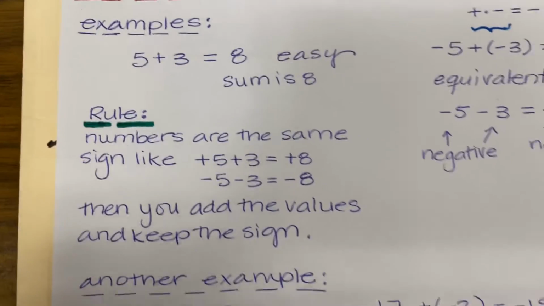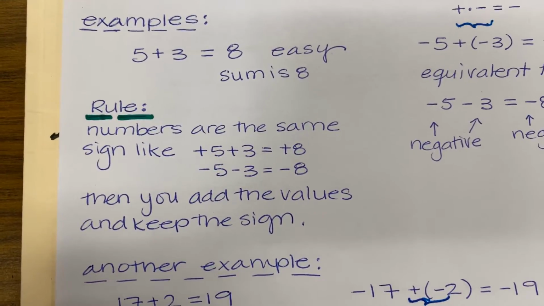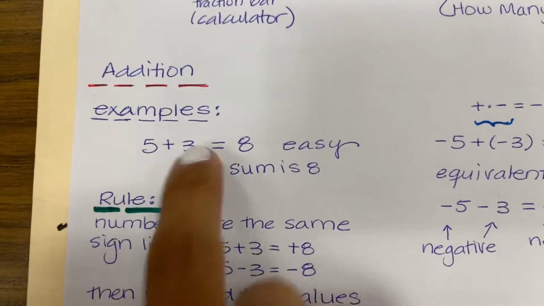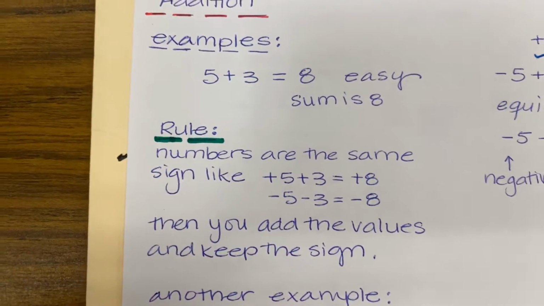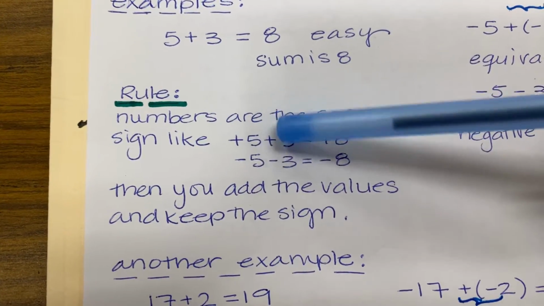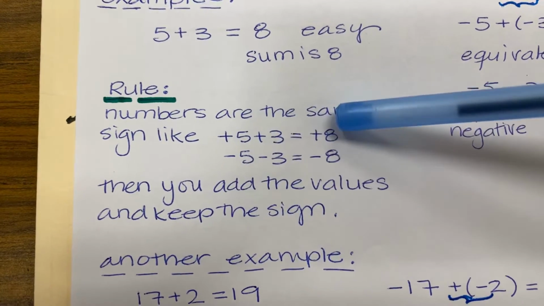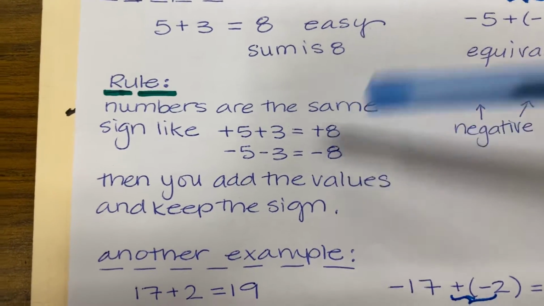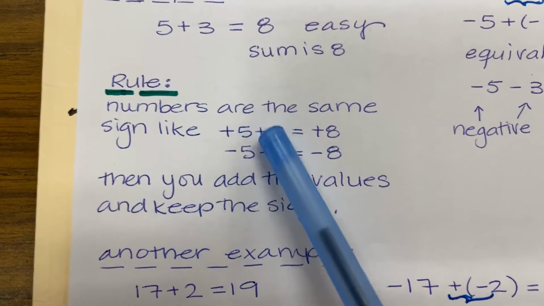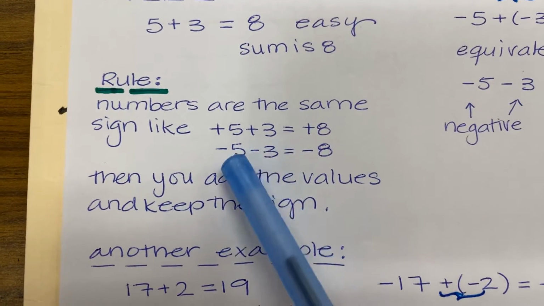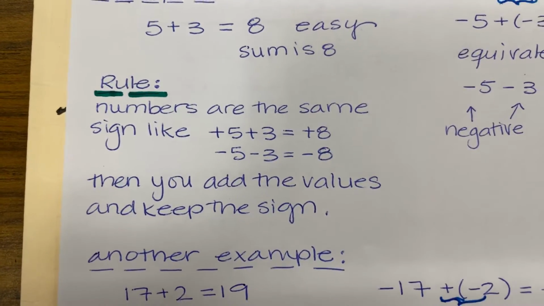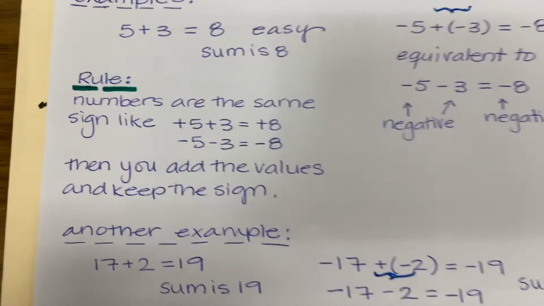Okay, so here's the rule. The values are the numbers, right? So in this case, -5, -3, +5, +3. If the signs are the same, like +3, +8, or -5, -3, here we get +8, here we get -8. Then you add the values and keep the sign. So because they're both positive, my sum is positive. These 2 values are negative, so my sum is negative. So that's what it means by keep the sign.